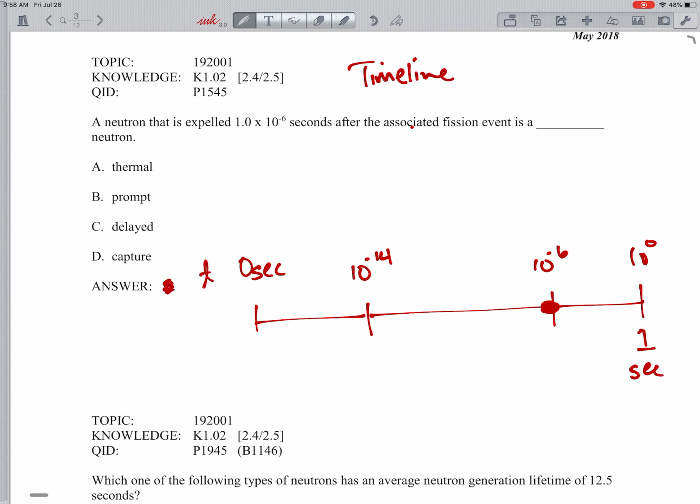Time equals 0. To be prompt, we have to be in this range, and we're not, so we're delayed. Even though it's not much of a delay, we're still a delayed neutron. We're not a prompt, we're not a thermal, we're not a capture. We'll see if we're right. Looks like we're right.